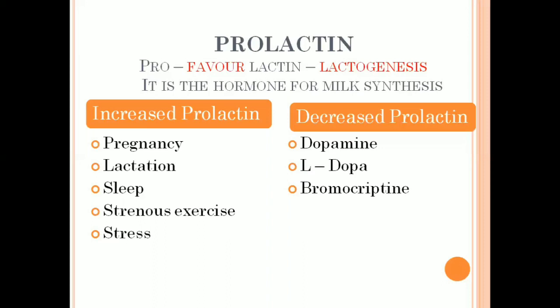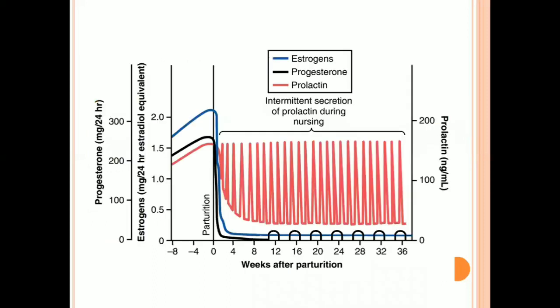Next, we'll see a graph. This is a graph after parturition. Immediately after parturition, the estrogen and progesterone decrease, but the prolactin level increases, but not in a continuous manner. Why? Prolactin level reaches a peak, decreases, reaches a peak, decreases. Why? Whenever the mother nurses the baby, prolactin level increases. During non-nursing time, prolactin level decreases.